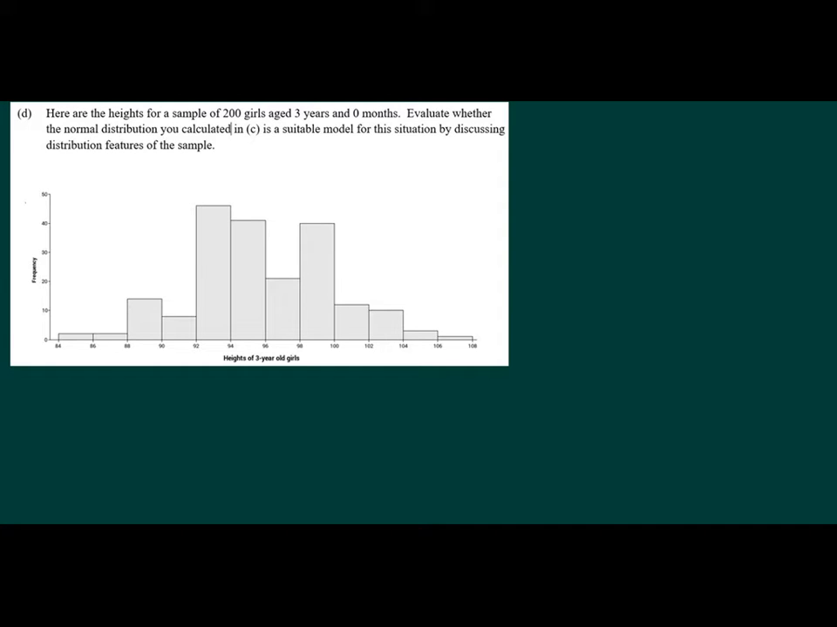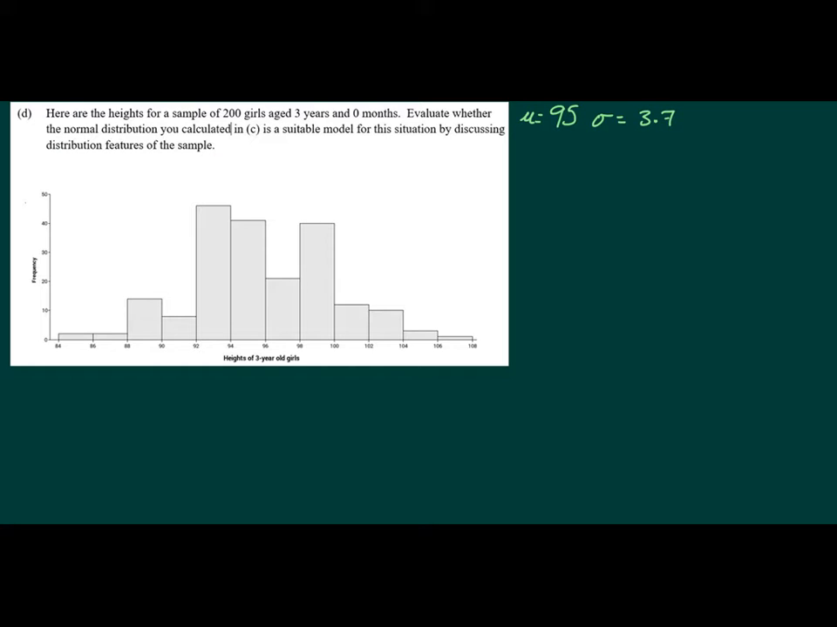So part D, here are the heights for a sample of 200 girls aged 3 years and 0 months. Evaluate whether the normal distribution you calculated in C is a suitable model for this situation by discussing the distribution features of the sample. So the first thing we have to remember is that in part C we worked out that the mean was equal to 95 and that the standard deviation was equal to 3.7.